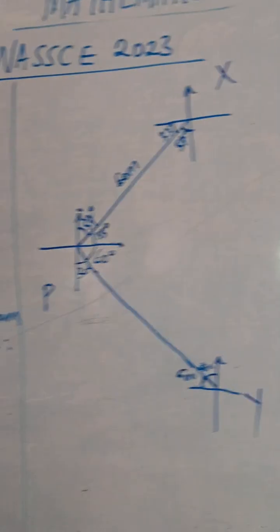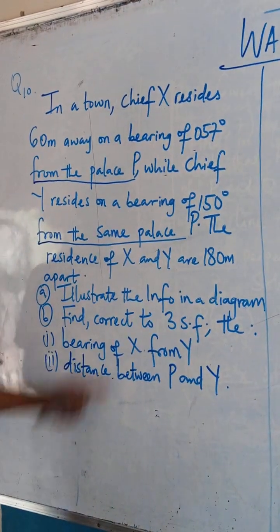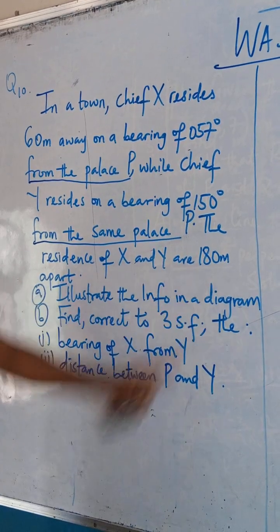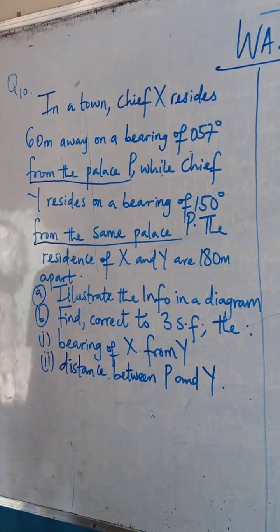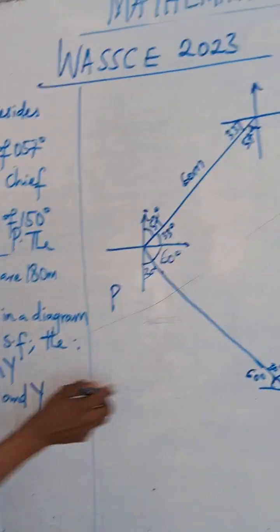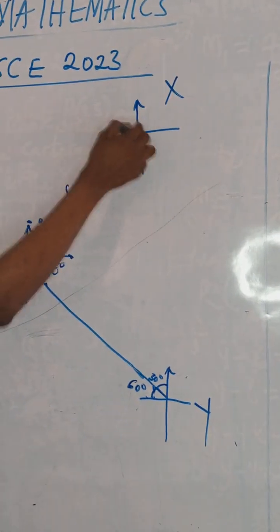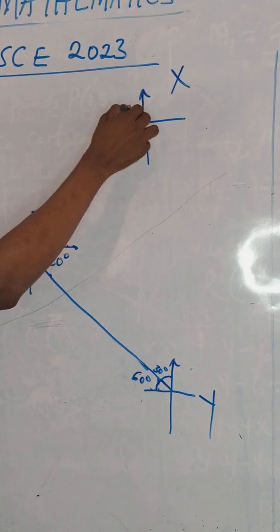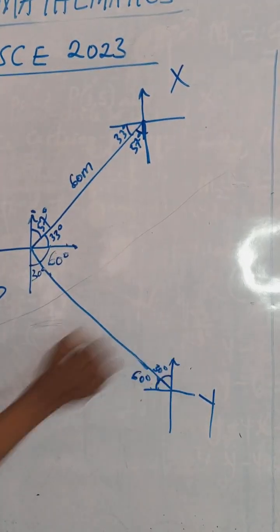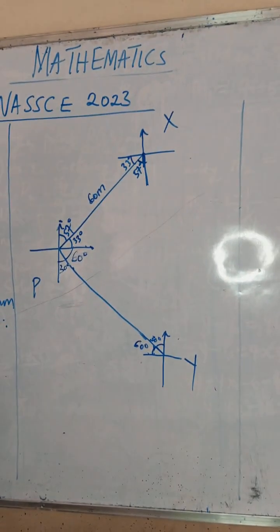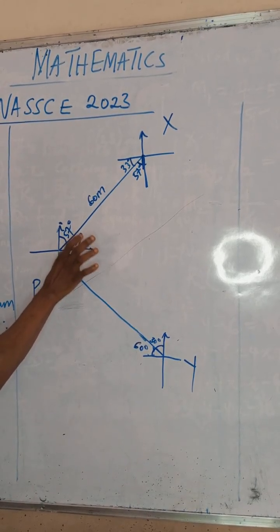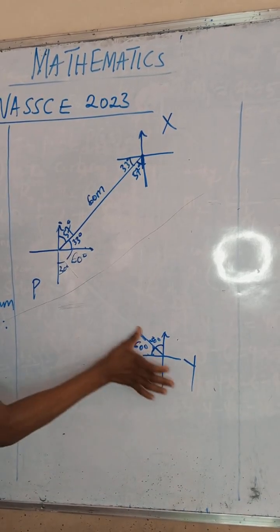They now told us, according to that question, that the residences of X and Y are 180 meters apart. This is X, this is Y, 180 meters apart. So find a way of joining them. How do I join them to make that happen? Okay, let me redraw this.